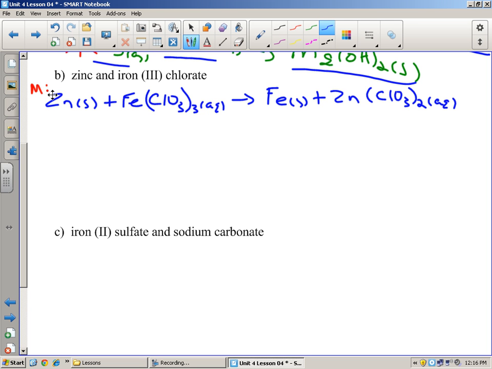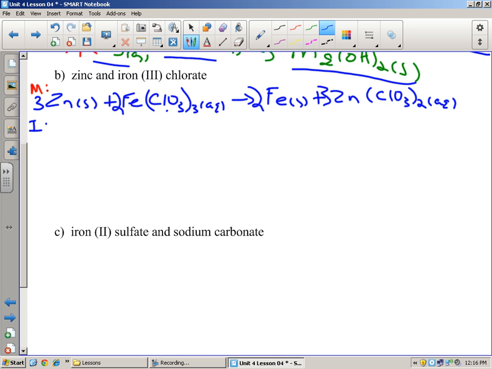We need to balance this. So 3 chlorates here, 2 there. So let me do a 2 here, and a 2 here, and a 3 here, and a 3 here. And that is your molecular equation, balanced. That's, once again, something you need to be able to do on Monday. Okay? Single replacement reaction, straightforward.